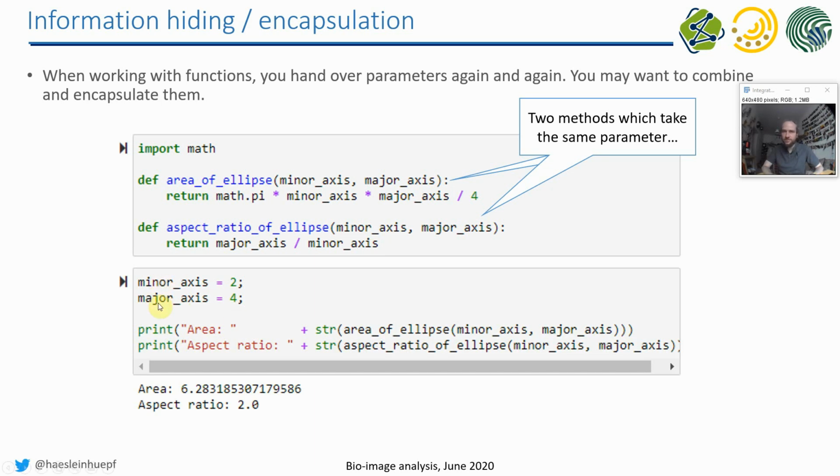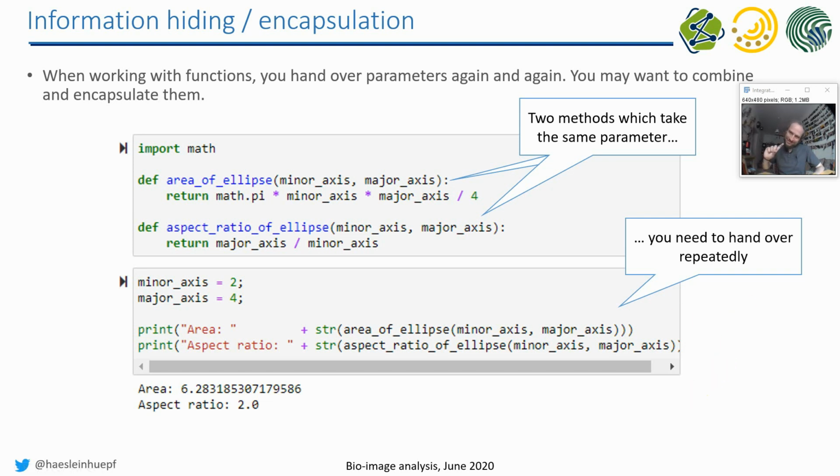We have a minor axis and a major axis, and call the functions area of ellipse and aspect ratio of ellipse with the same parameters. So you have to hand over the same parameters over and over, and you should also not mix them up. Major or minor, you have to know and hand over the right one, otherwise the results, especially in case of the aspect ratio, may be wrong.